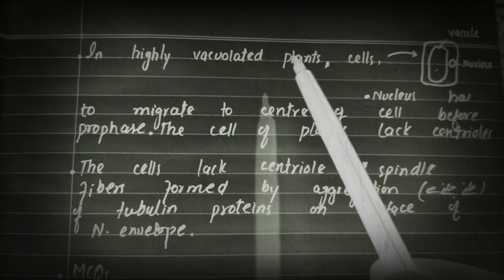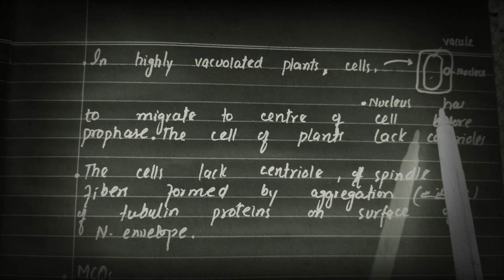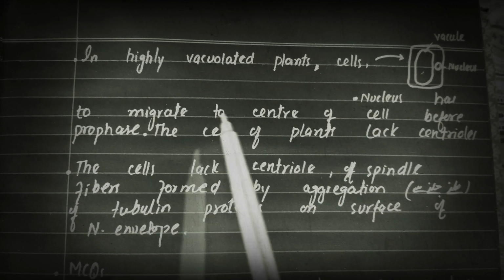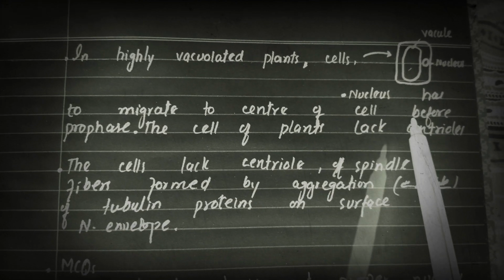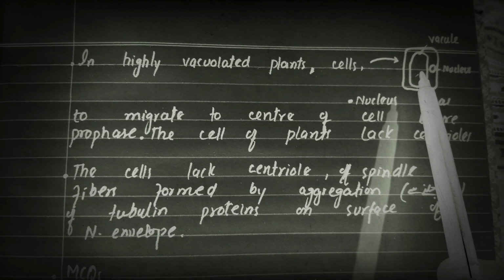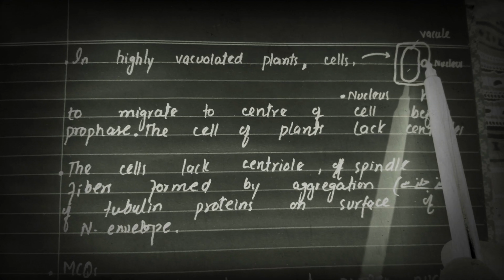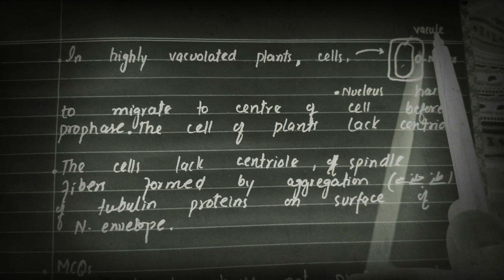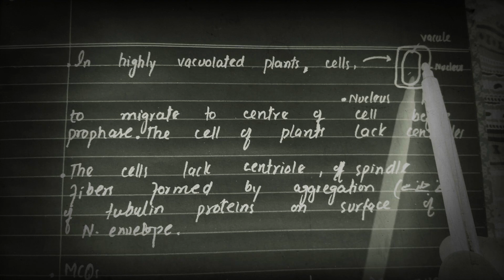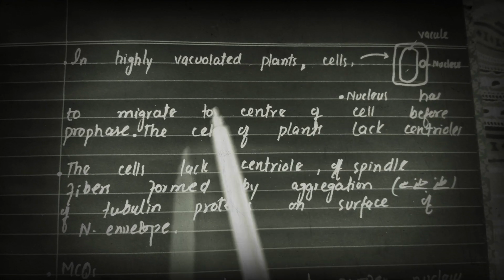So in a highly vacuolated plant cell, the nucleus has to migrate to the center of the cell before prophase. Why? Because the nucleus is pushed to the wall due to the large vacuole, and when this nucleus comes to the center, then prophase will start.